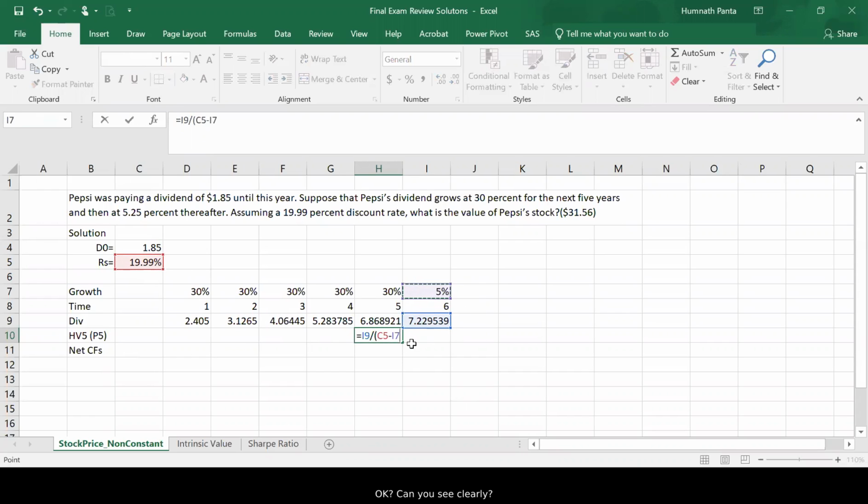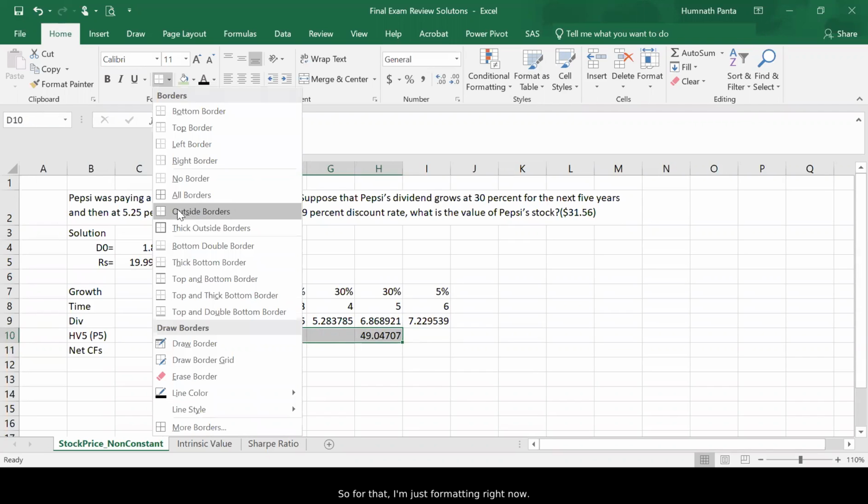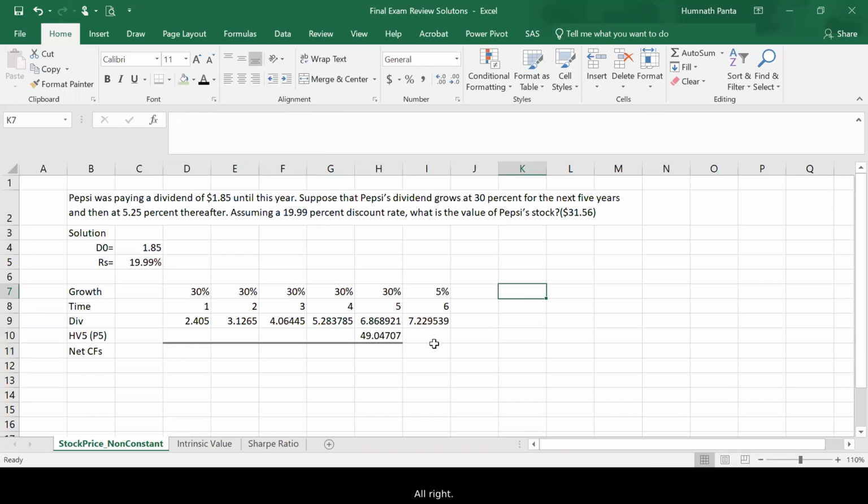Can you see clearly? I'm going to close this parenthesis. So I got my stock price for year 5. Now I'm going to calculate the net cash flows from this stock. I'm just formatting right now. All right, I'm going to put those numbers here.